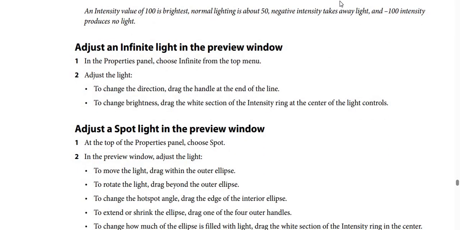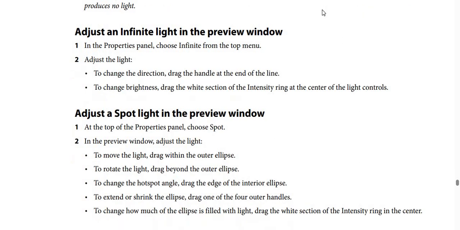And adjust an infinite light in the preview window. What about adjusting an infinite light in the preview window? We have steps. Step number 1. In the properties panel, you should choose Infinite from the top menu firstly. Step number 2. Adjust the light. To change direction, drag the handle at the end of the line, and to change brightness, drag the white section of the intensity ring at the center of the light's controls.